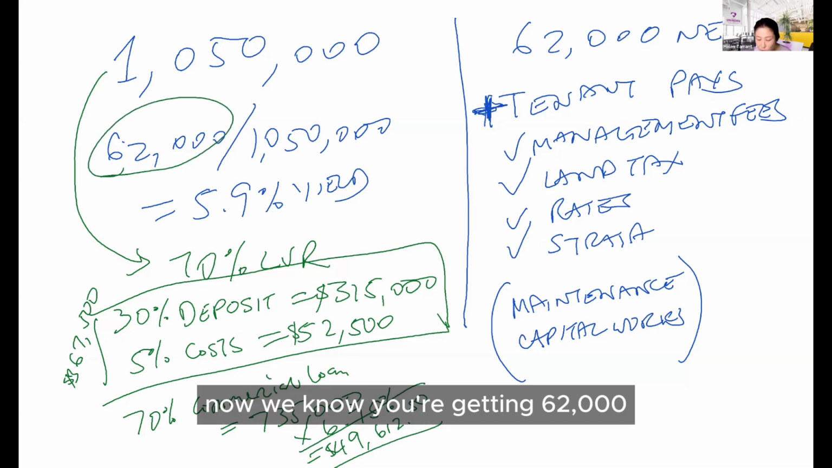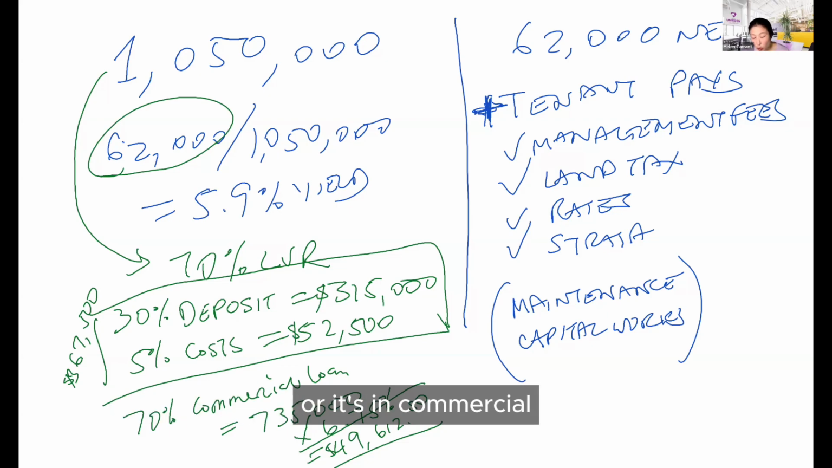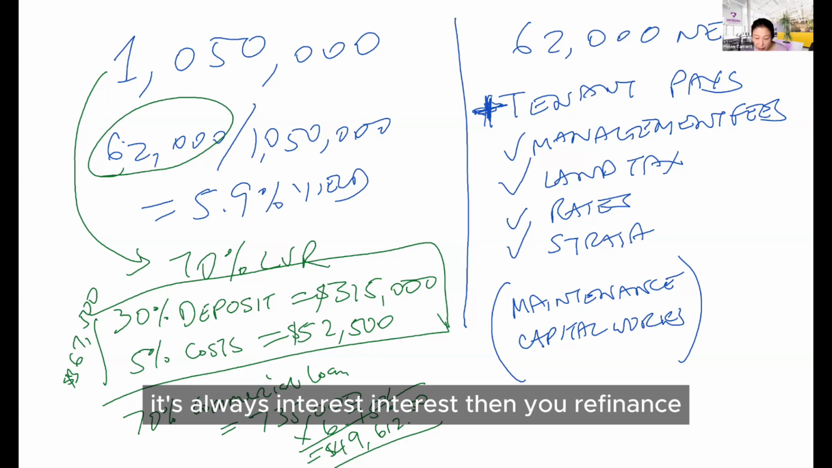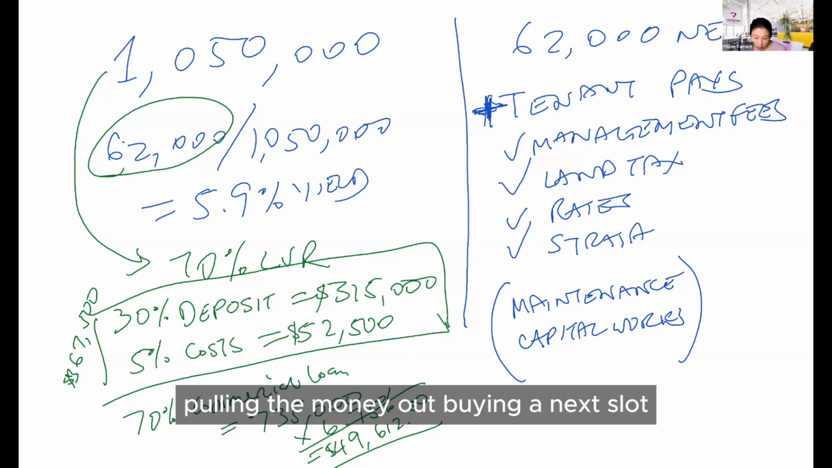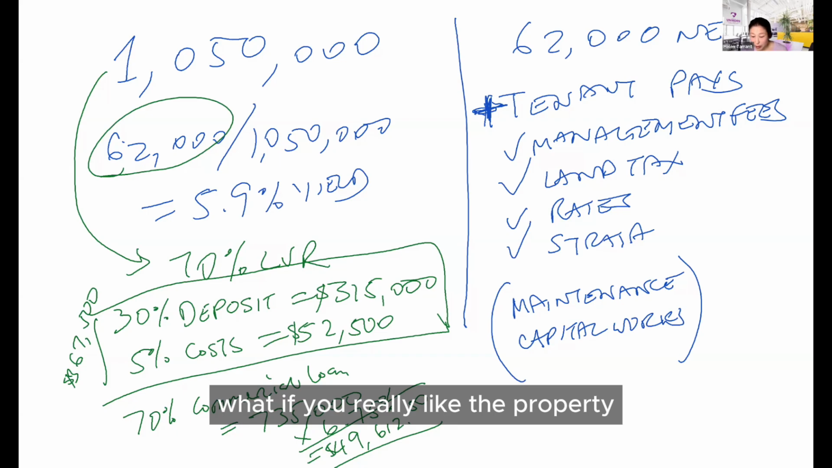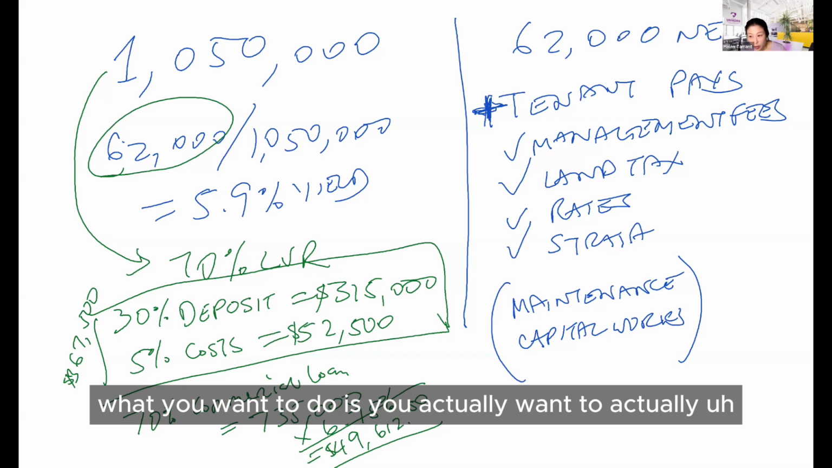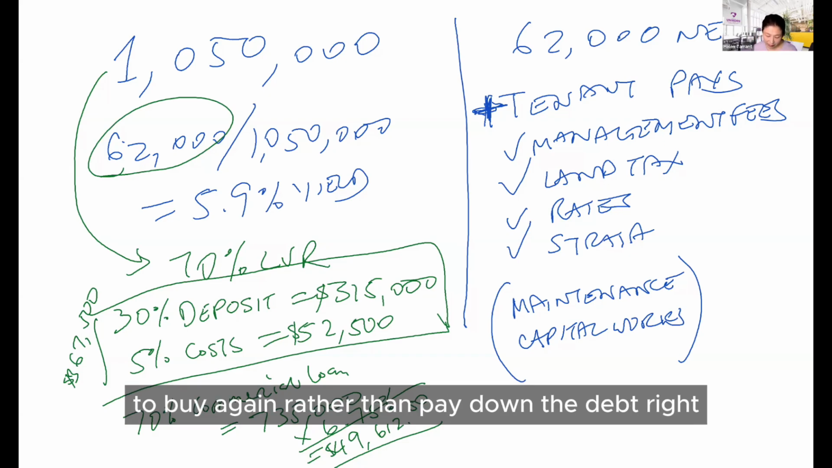Now we know you're getting 62,000. We know that the mortgage is 49,612, and most people ask, do we actually put it on interest only or principal and interest? In commercial, it's always interest only. Then you refinance. Preferably, you never have to pay off the principal. You just keep refinancing, pulling the money out, buying the next one, using the money for your lifestyle, and living on the positive cash flow. If you really like the property, it becomes blue chip. At some point, you might pay it off. But overall, what you want to do is utilize the capital growth of that property to buy again rather than pay down the debt, right?